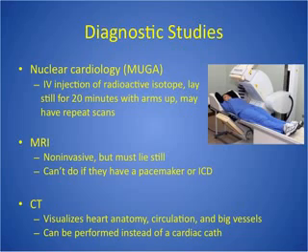Next is nuclear cardiology, or MUGA. This is pretty common. It provides structural information and ejection fraction. And then they can do perfusion imaging where they really look at that blood flow to diagnose coronary artery disease.